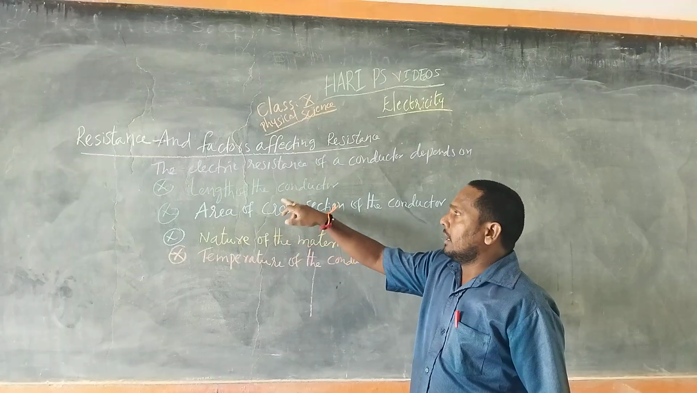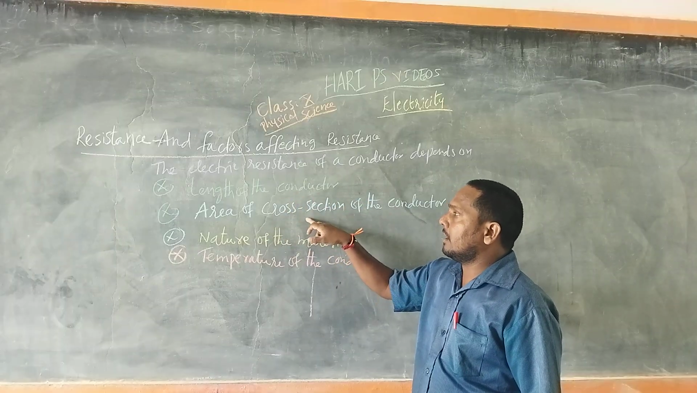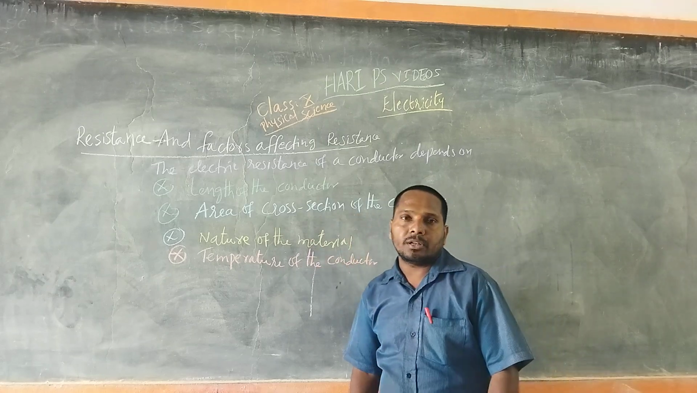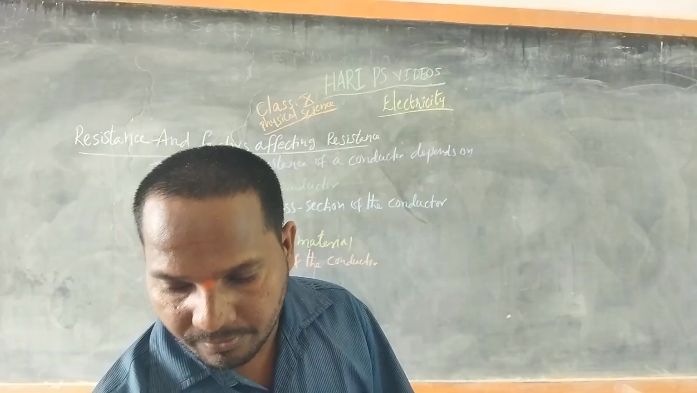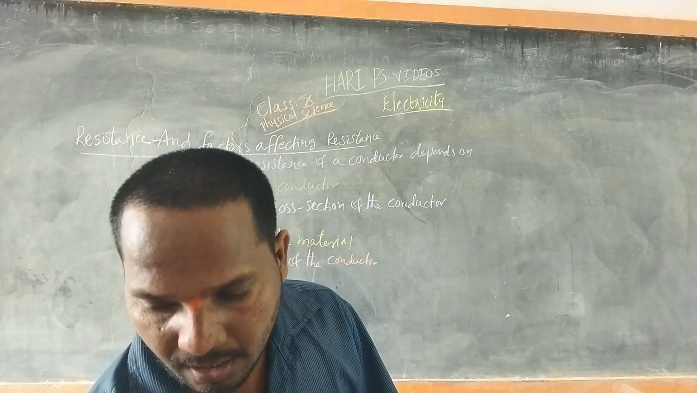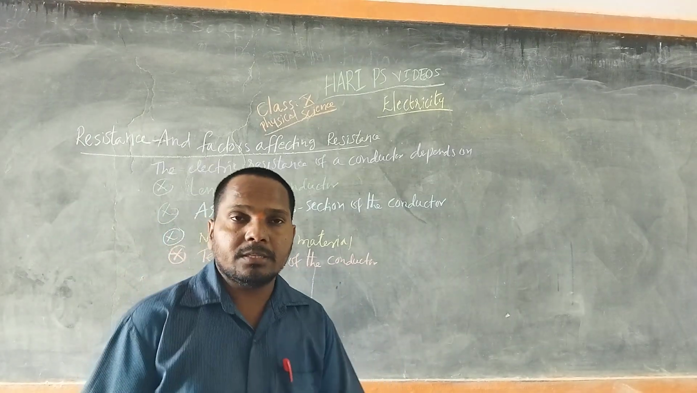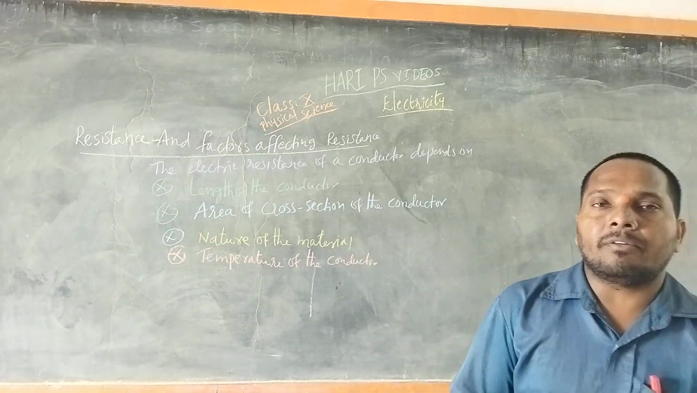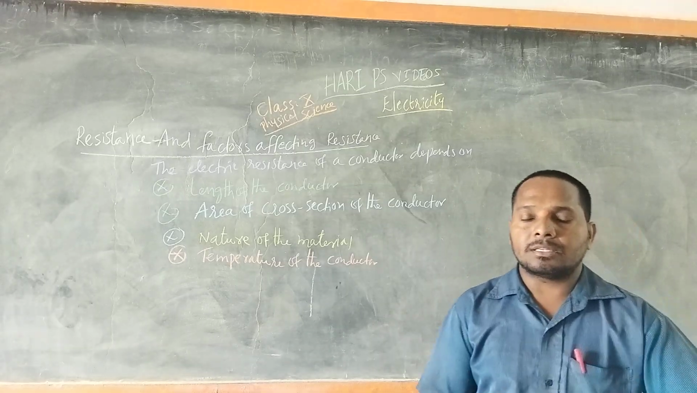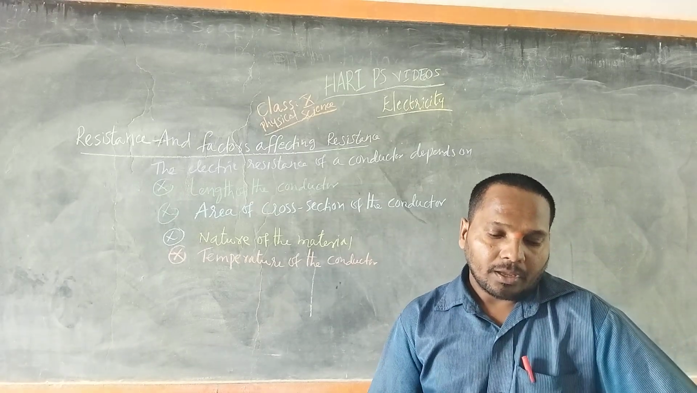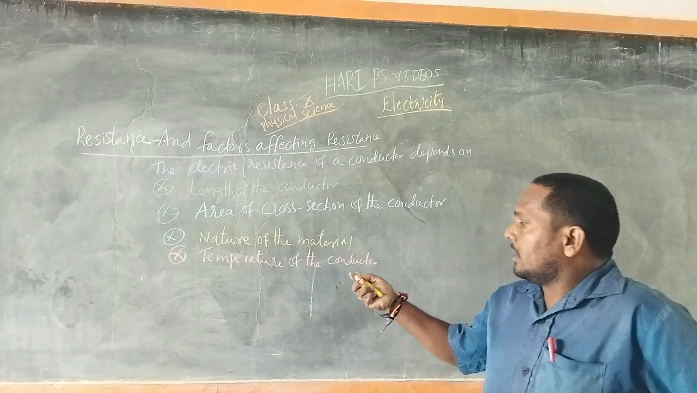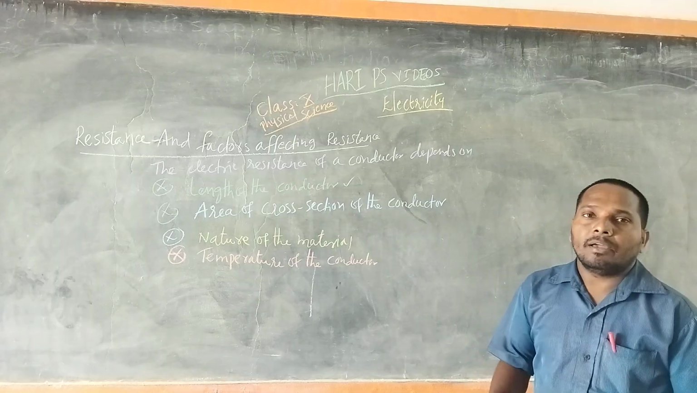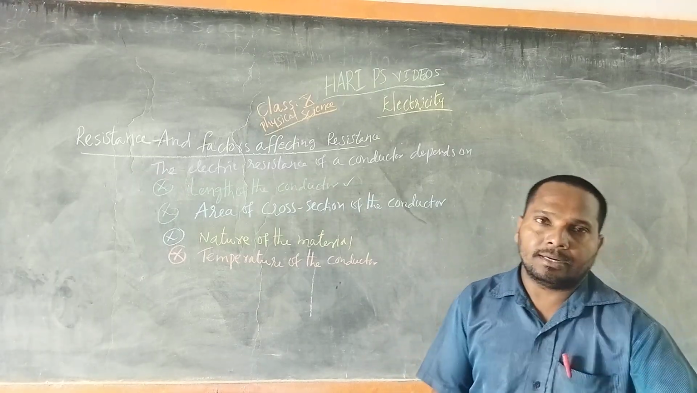They are length of the conductor, area of cross section of the conductor, nature of the material, and temperature of the conductor. So based on these factors, the resistance of an electric conductor or resistor depends. So effect of length: how the length of an electric conductor affects the resistance of the electric conductor.